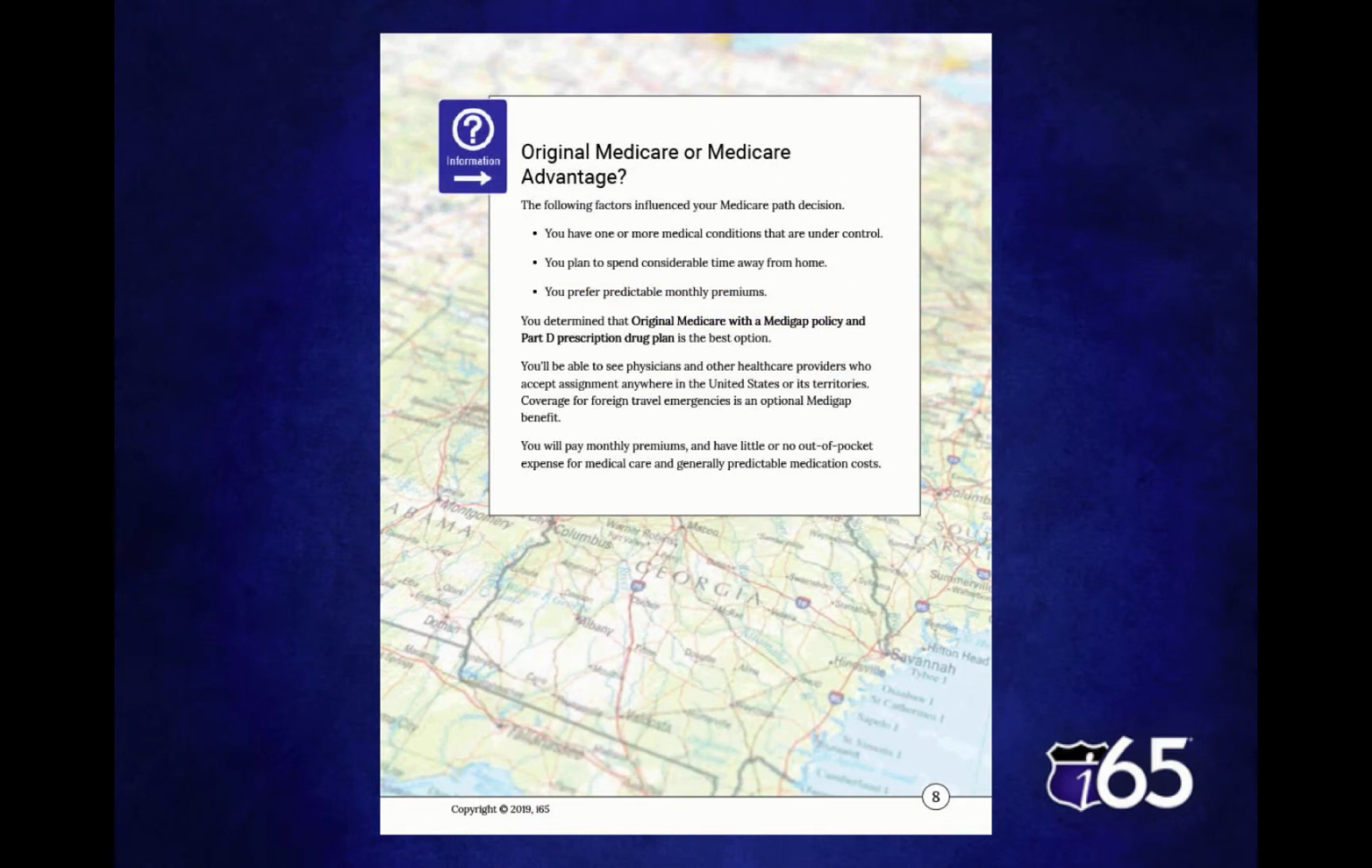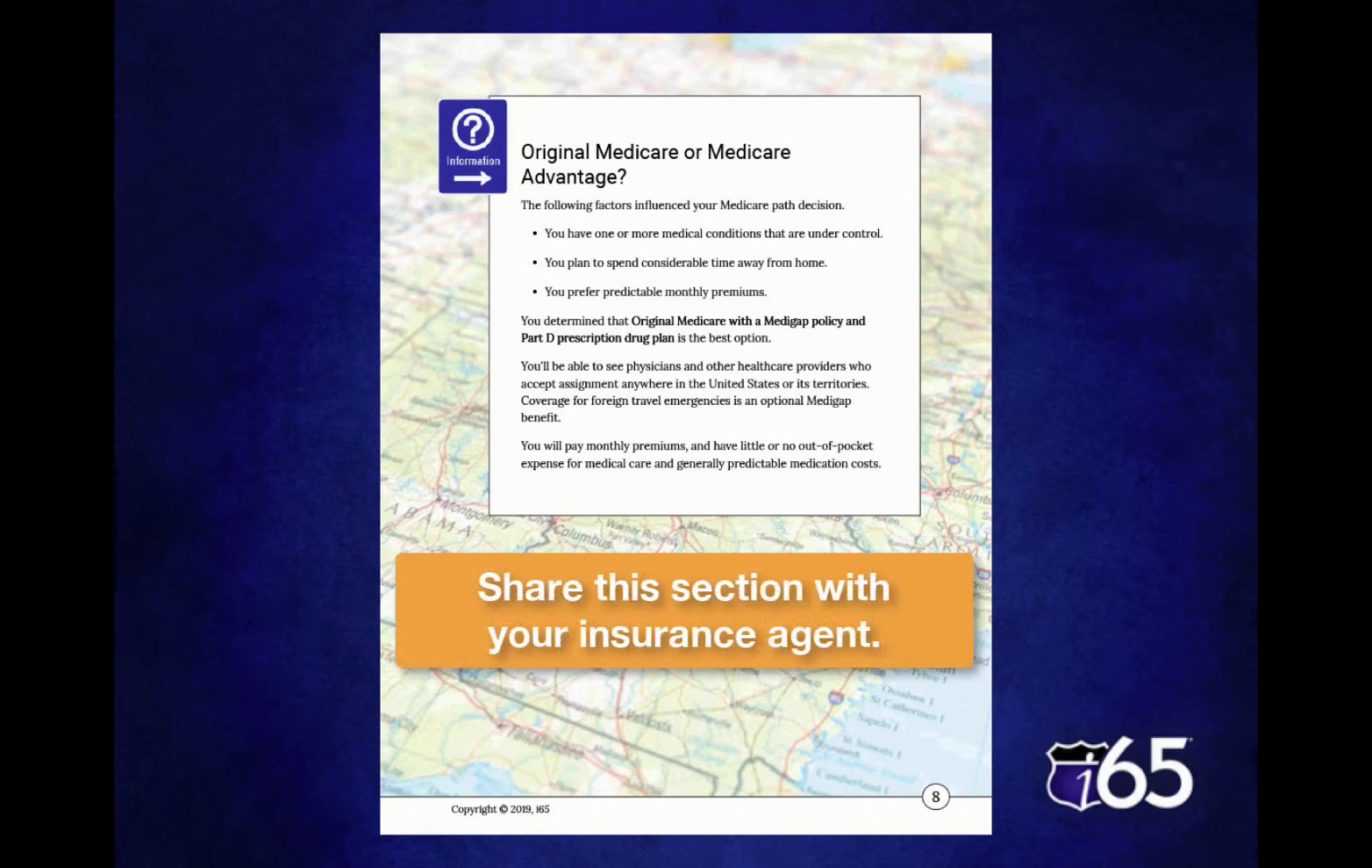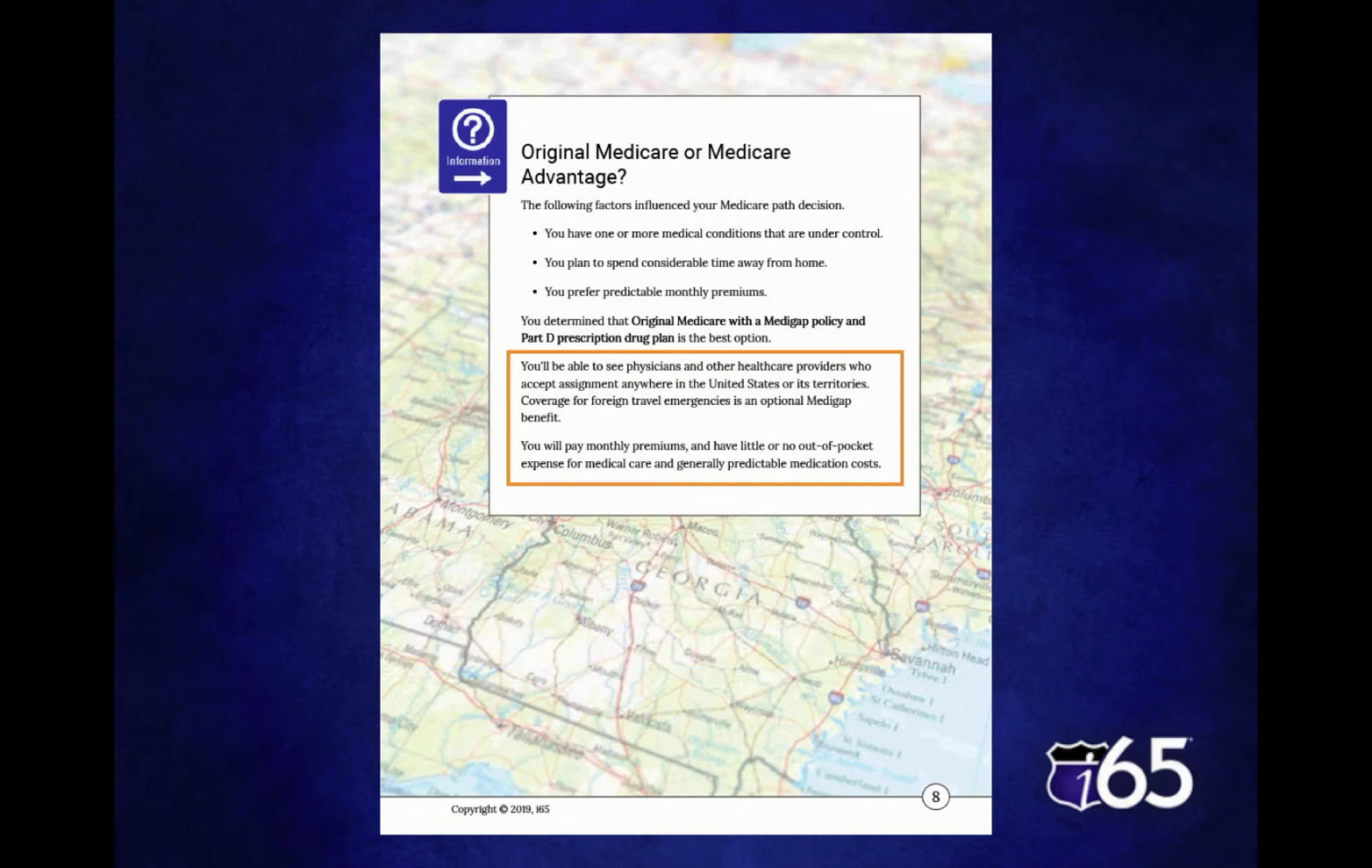The remainder of your Medicare roadmap is that lifetime document. Print it, file it, and refer to it whenever you have questions about Medicare. This section reminds you what factors played important roles in choosing your type of Medicare coverage. If you choose to work with a Medicare insurance agent, this section can come in very handy to help you explain to an agent why you chose the type of coverage you did during the I-65 process.